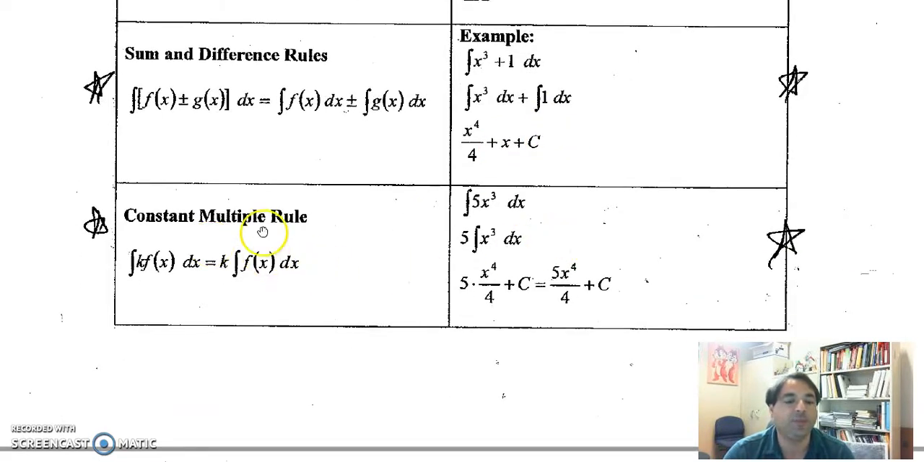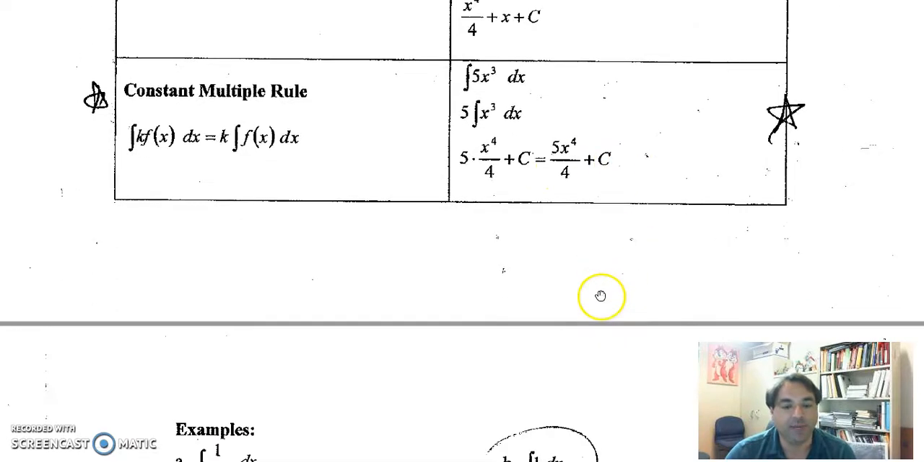Now, the constant multiple rule basically says if you have a number in front, that number stays in front. So the integral of 5x to the third dx, the 5 stays in front, and we take the integral of x to the third. Add 1, 4, divide by it. Don't forget your plus c. So this would be 5/4 x to the 4 plus c.